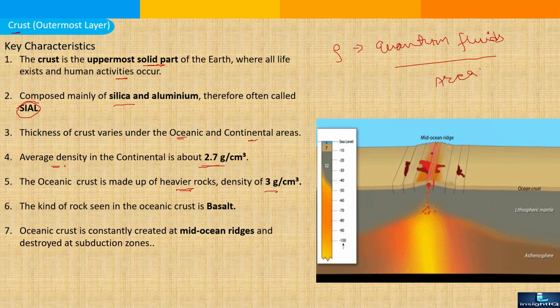The kind of rock seen in the oceanic crust is basalt type, and the oceanic crust is constantly created at the mid-oceanic ridge and destroyed at the subduction zone. As seen in the image, there is a continuous rise of a plume of magma at the mid-oceanic ridge, and new layer is continuously created and separated in the divergence zone.